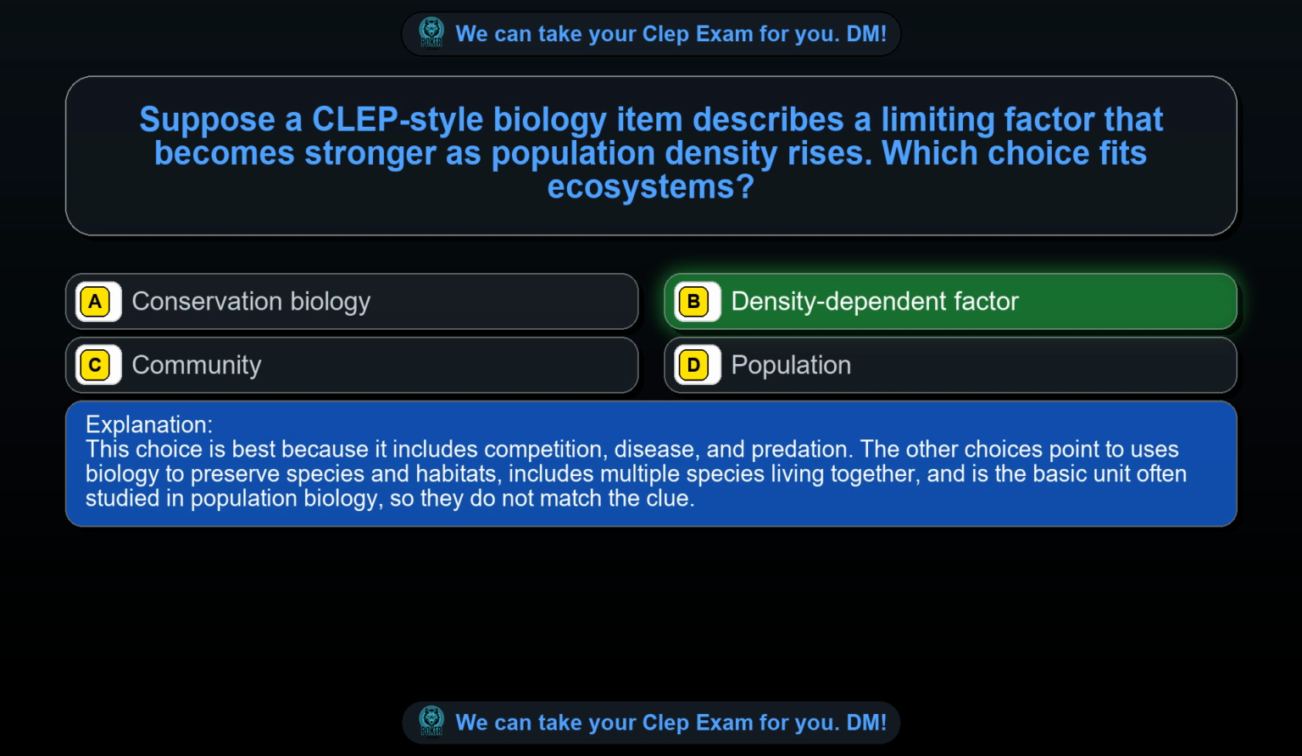This choice is best because it includes competition, disease, and predation. The other choices point to a field that uses biology to preserve species and habitats, a group that includes multiple species living together, and the basic unit often studied in population biology, so they do not match the clue.